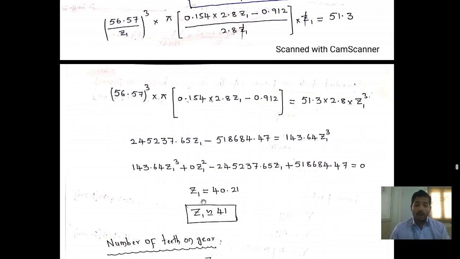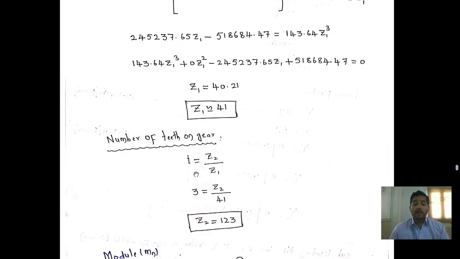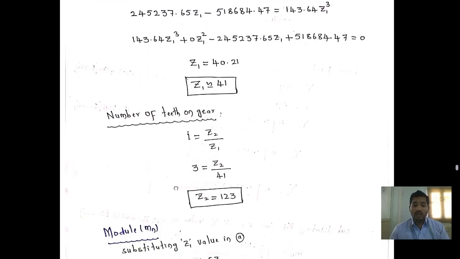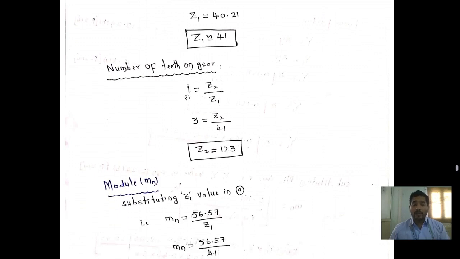So if you calculate with the help of a calculator, z1, the number of teeth of the pinion, is 40.21. It should be approximately equal to 41. After getting the value of the number of teeth on the pinion, we can easily find out the number of teeth of the gear with the help of the I formula. I is equal to the transmission ratio formula, z2 by z1. I is given as 3. The number of teeth of the gear we need to find out. The number of teeth of the pinion we got here is 41. Just multiply 3 into 41, it becomes 123. So the number of teeth on the gear, z2, is 123.